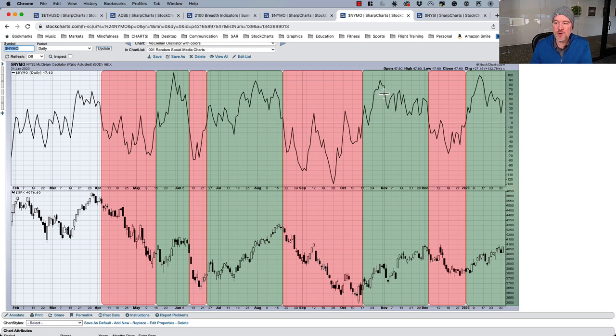Same thing happened here in November of last year. We saw the price of the S&P going higher, the McClellan oscillator actually making lower peaks. It crossed below the zero line. That was right before the pullback here in December.